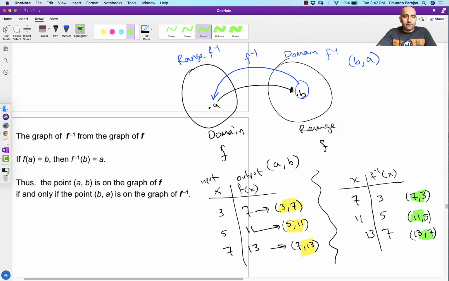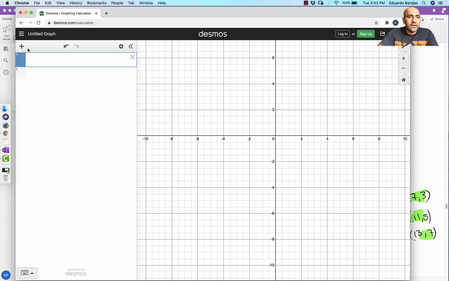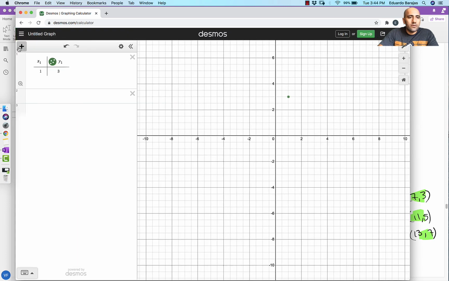So for example, let's go back to Desmos. Let's graph a bunch of ordered pairs. So let's say I had a table of values and it was just 1 and 3. There's an ordered pair right there. And let's say I have another table, which is 3, then 1, like that. So I get that point.